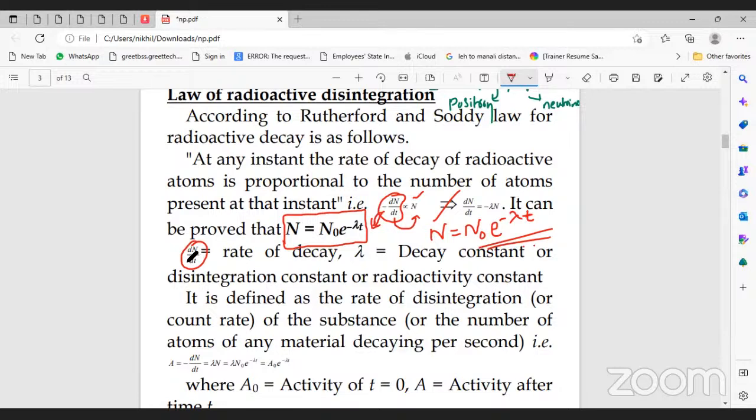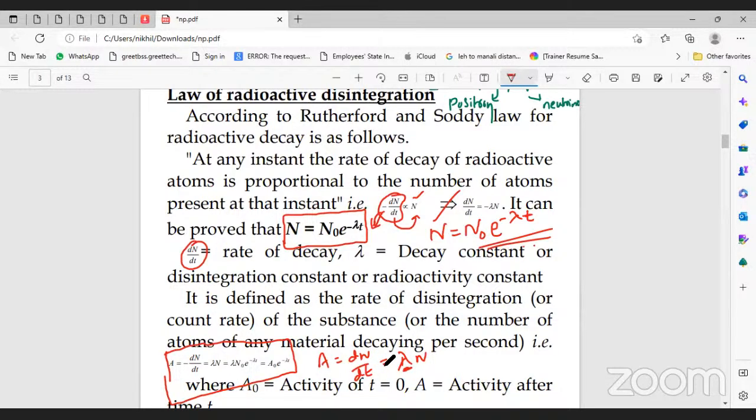If you want to find the number of atoms disintegrated in 1 second, then you take dN by dt. That dN by dt is considered as the activity A. So what is activity A? Rate of disintegration of an atom, that is the number of atoms disintegrated in 1 second. So A is equal to dN by dt, which is nothing but lambda into N, where lambda is a constant called the decay constant. You have to remember this formula.